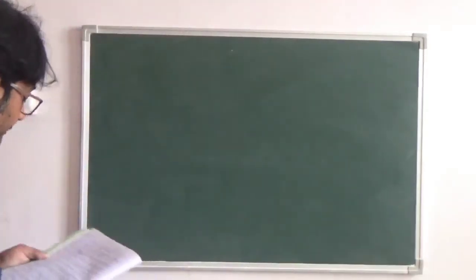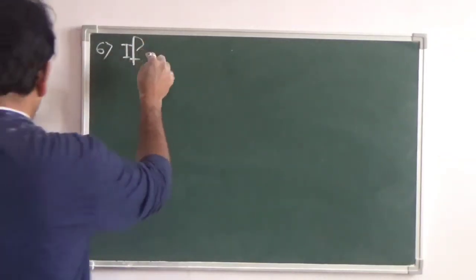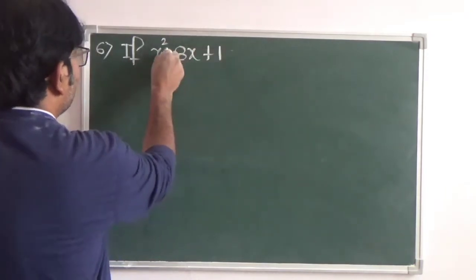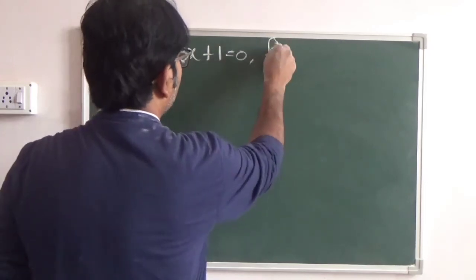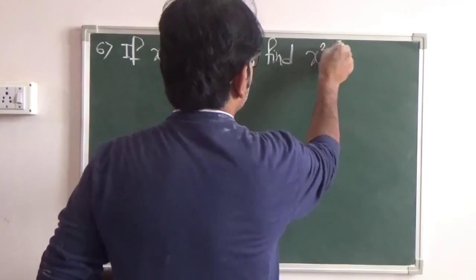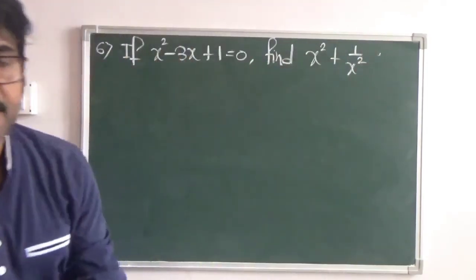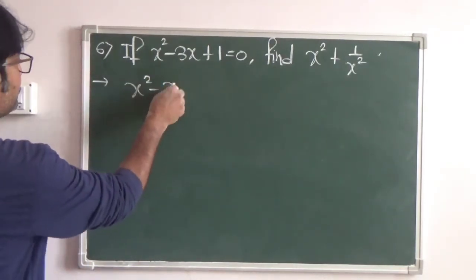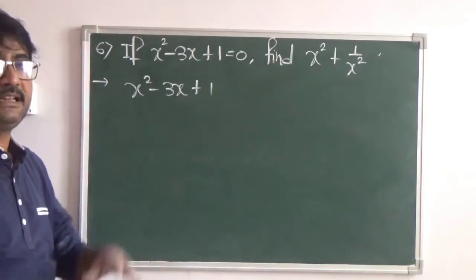Next question is question number 6. If x square minus 3x plus 1 equals 0, find the value of x square plus 1 by x square. Now you must be wondering what to do. X square minus 3x plus 1. Simply divide all the three terms by x.